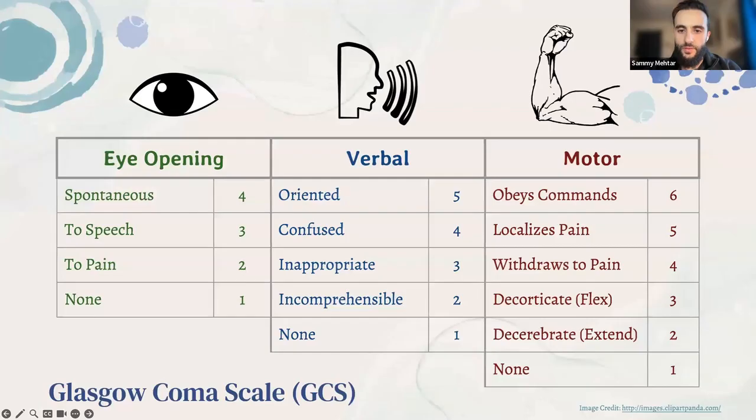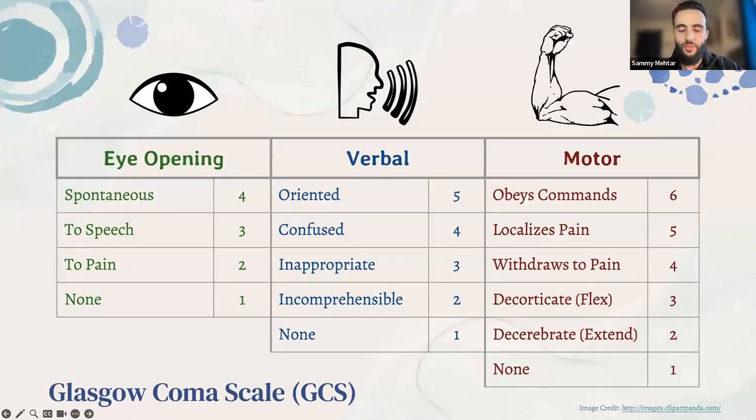For infants, it could be a little bit different. Obviously, verbal and obeying commands would be the hardest things for infants. So for infants, the verbal response would be, do they babble? That would be a 5. Are they irritable? Do they just cry, but they're unable to have any kind of interaction? That would be a 4.